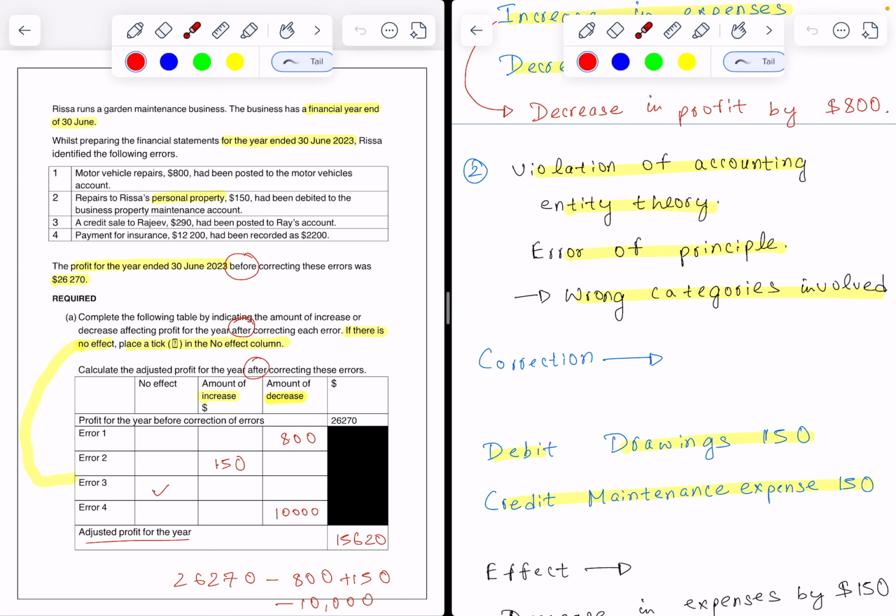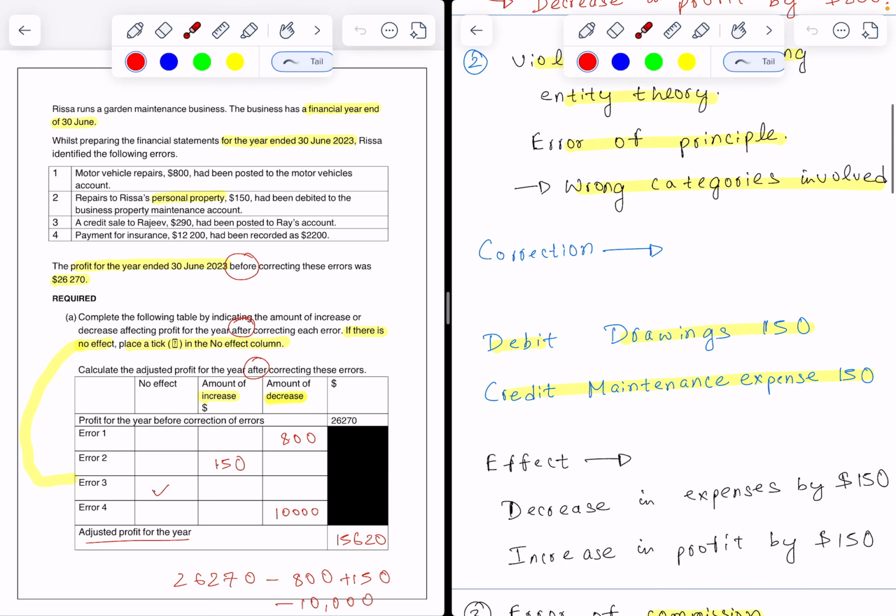We could also call this an error of principle because of the wrong categories that are involved, where we have got a private expenditure of $150, which refers to the drawings that Risa would have made from the business account, but it was wrongly treated as a business expense. So the error is within the fundamentals where the wrong categories are involved, and therefore we could also call this an error of principle. So how do we correct this?